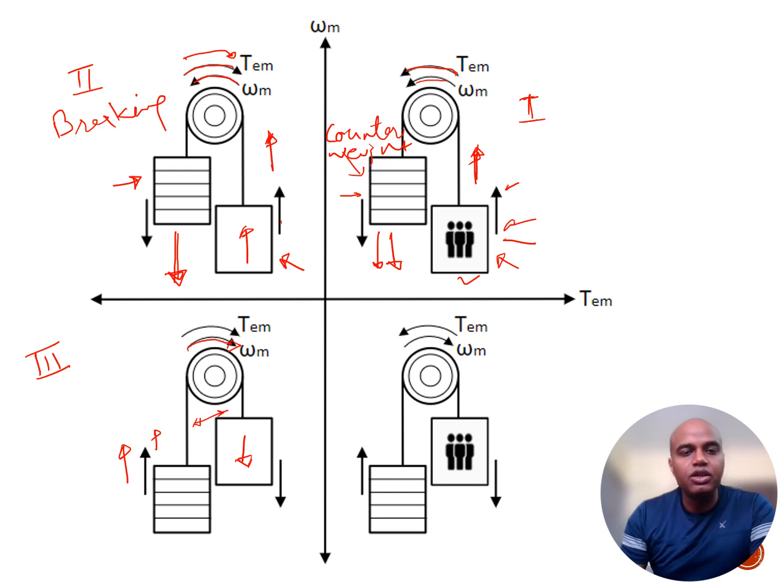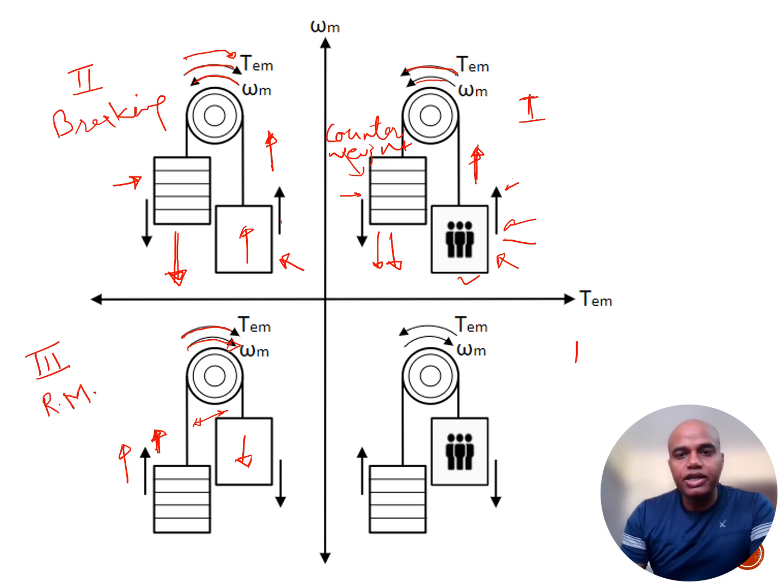To do so, the direction of my rotor is going to change. Now it will be the clockwise direction, and the motor has to produce the torque in the same direction because the counterweight is more than my empty weight. Therefore, I need to pull this counterweight up, so the motor has to produce a torque in the same direction. The direction and the torque are in the same direction, but the direction has changed with respect to the first quadrant. So this is nothing but the reverse motoring.